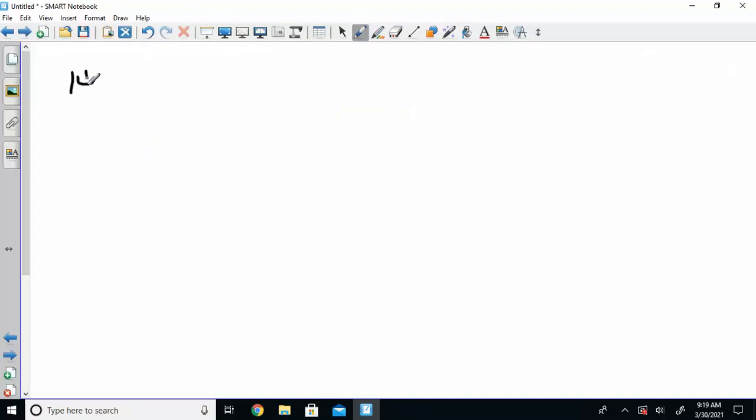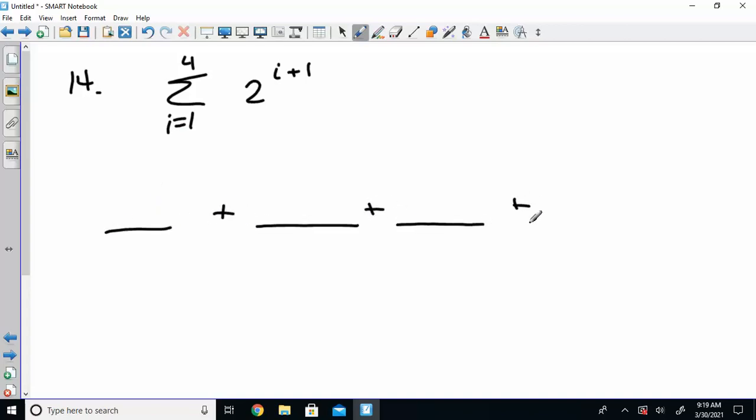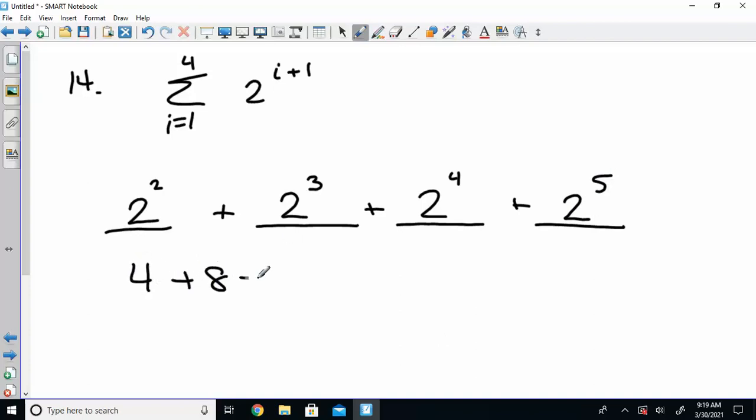Number 14. I just asked for expanded notation. So how many terms should I have? 4, because I'm going from 1 to 4. So if I put in the first term, if I put in a 1, I get 2 squared. If I put in a 2, 2 cubed. If I put in a 3, that's 2 to the 4th. If I put in a 4, 2 to the 5th. You could leave it like that. If you wrote 4 plus 8 plus 16 plus 32, that's also okay.